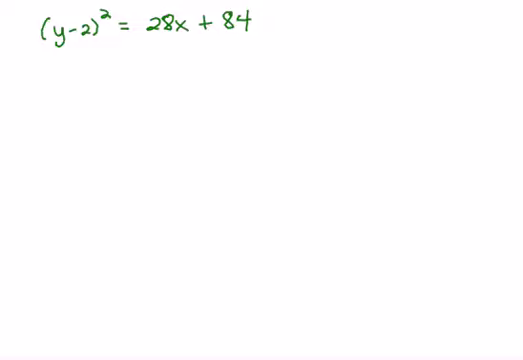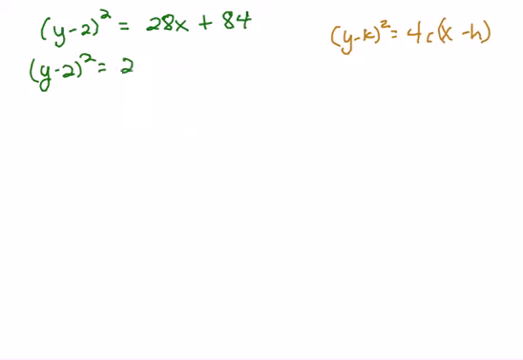Okay, so I went to a new page. Here's where we are now. And remember our standard form, y minus k squared equals 4c times x minus h. So it looks like the last thing I need to do here is just to factor out and figure out that 4c term. So with what we have here, I'm going to factor out that 28 so that my x just has a coefficient of 1. And if I factor out 28 from 84, 28 times 3 is 84. So that's going to leave me with a plus 3. So now we have our parabola in standard form.